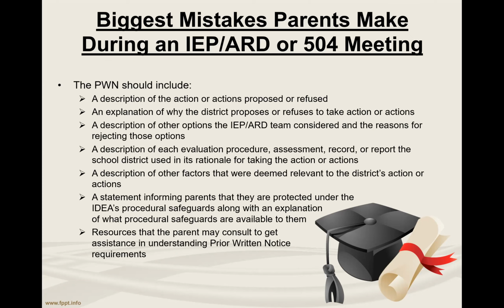It must include a statement informing parents they are protected under IDEA's procedural safeguards, an explanation of what those procedural safeguards are and how to access them, and any resources that parents may consult to get assistance in understanding the prior written notice. The prior written notice is usually a document at the end of your child's IEP after the signature pages. So you must continue to read after you see those signature pages, because this is where the prior written notice is. And if you disagree with anything in the prior written notice, you can write a statement of disagreement and what you want changed.